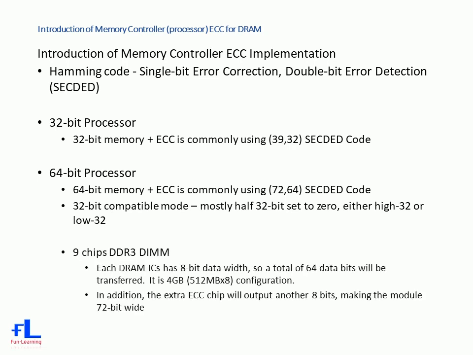Just now, in the 9-chip DDR3 DIMM, each DRAM IC has 8-bit data width, so a total of 64 data bits will be transferred. In addition, the extra ECC chip will output another 8 bits, making the module 72 bits wide.